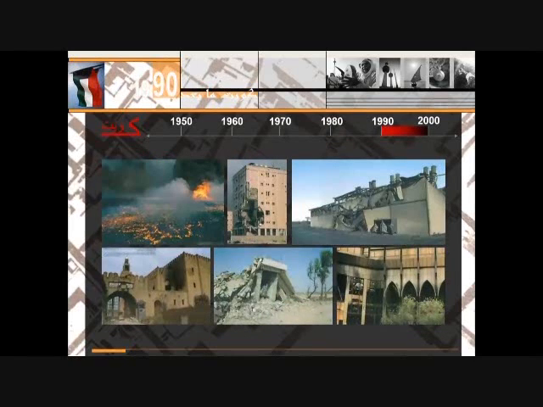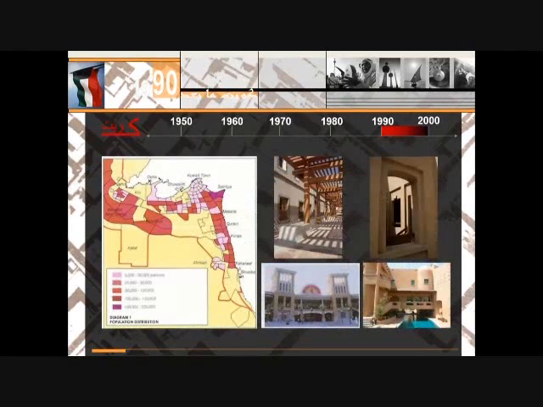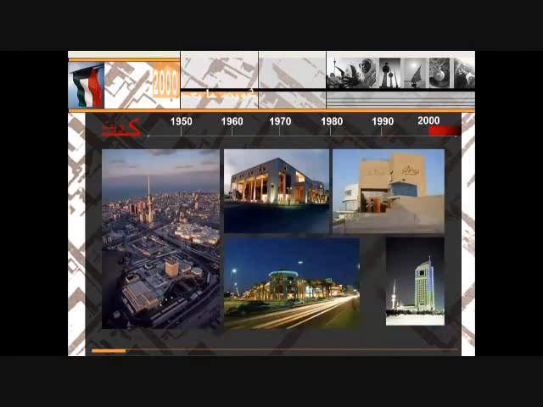Then Kuwait experienced the occupation by Iraq in 1990, and it was liberated in 91 by the Allied forces. But this incident left a big scar in the history of Kuwait and its architecture. After that, of course, the country started to develop through another master plan to increase the urban area and have more opportunities for construction and facilities.